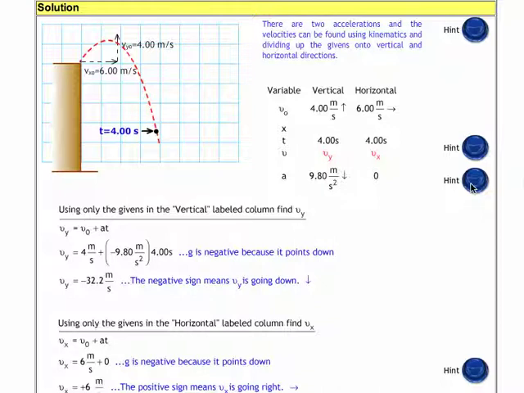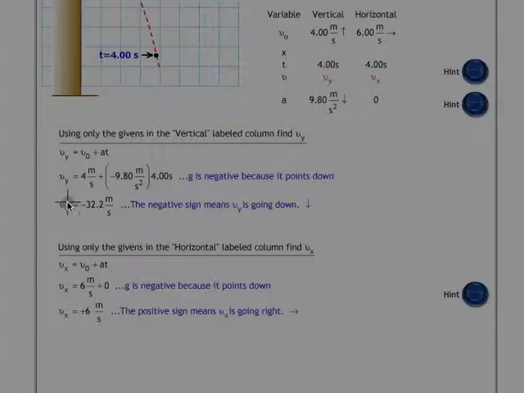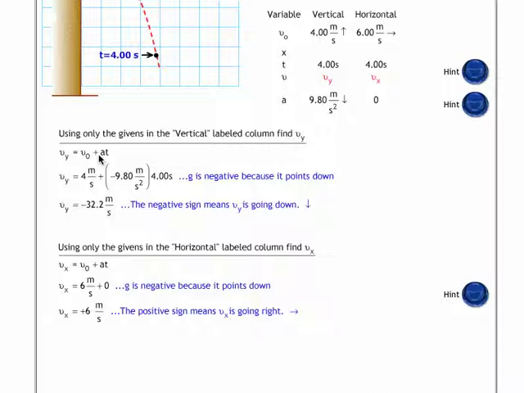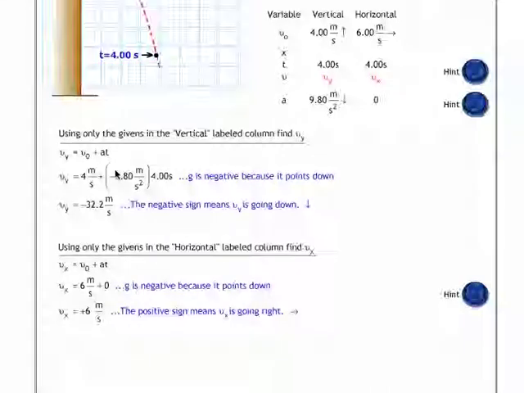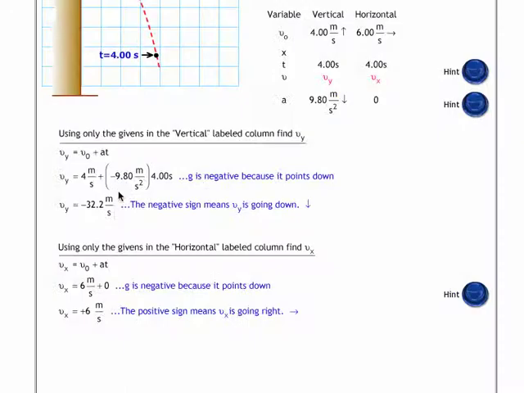All right, let's continue on with the solution. What I'm going to do next is use only the givens in the vertical column to answer the next question. What I'm after is the vertical velocity, the Vy velocity. So to find the Vy velocity, I need to use the givens only in the vertical column. Using these three givens, I need a formula with Vy in it. This tells me I'm going to use V equals V naught plus AT. Plugging in my values, making sure that the signs are followed, I've got a positive velocity and a negative acceleration, because initial velocity goes up and acceleration goes down. That gives me a negative 32.2, and the negative means it's going down.